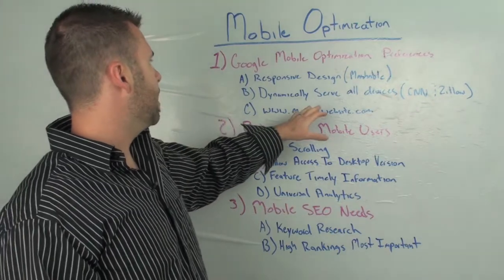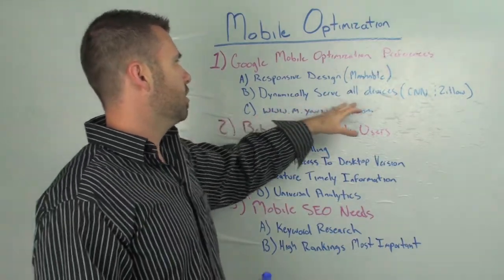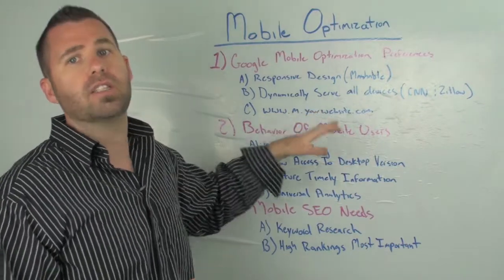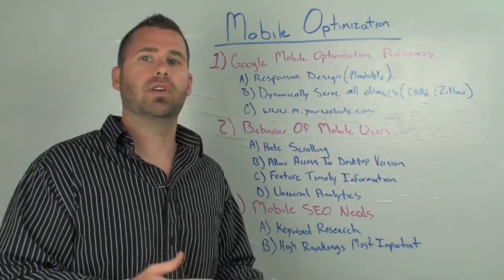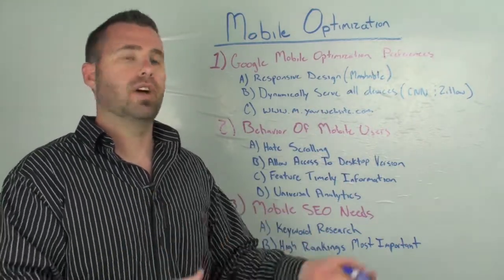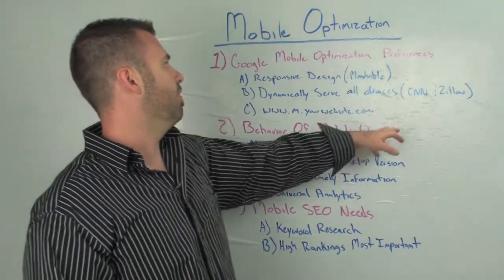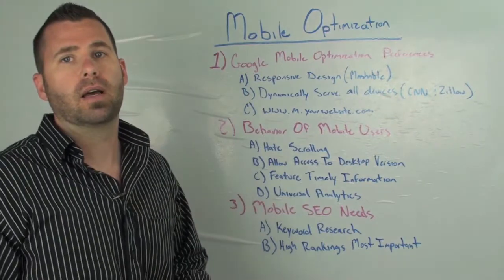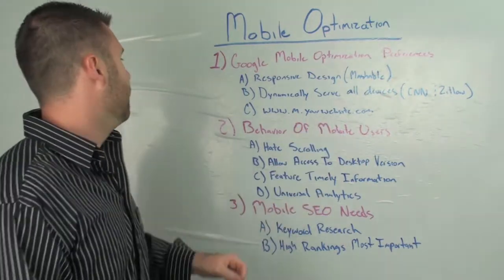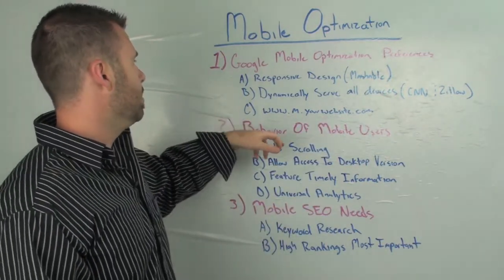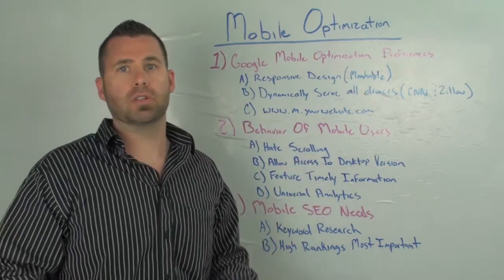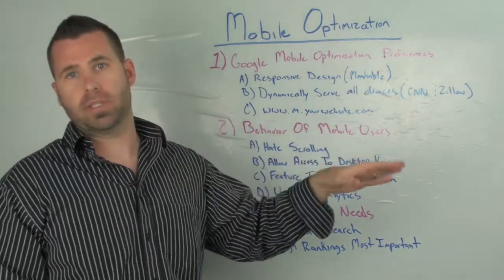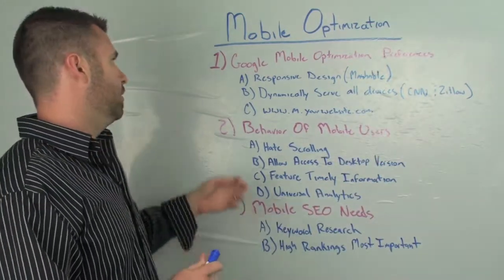The next preference they have is dynamically serve all devices. Basically, this uses static HTML, and it serves up a different website for each device. A good example of that is CNN and Zillow. Both do it that way. The last preference they have is your basic mobile site, where it's www.m.yourwebsite.com. That's their last preference.